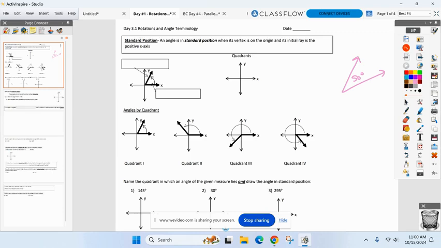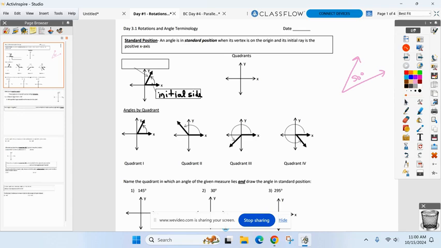And let's start talking to each other in the correct vocabulary. That's going to be called the initial side. I-N-I-T-I-A-L. That's your initial side. Always on the positive side of the x-axis, you place that initial side.